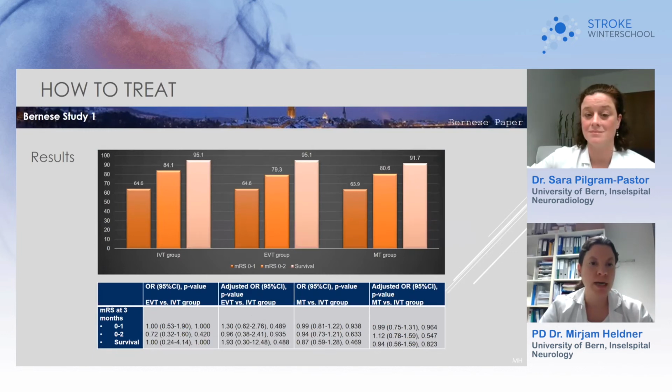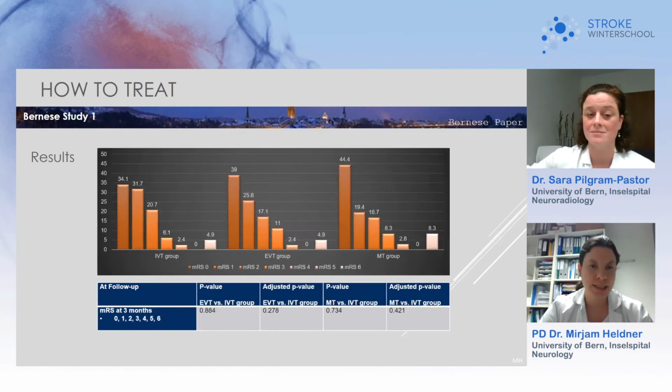Now we are coming to the outcome results. Here we see the modified Rankin Scale at 3 months. As we can see, most patients survived. Also, many patients showed a favorable outcome, but also many an excellent outcome. There was no difference in group comparisons. Then here we see the modified Rankin shift at 3 months. So only few patients showed low scores at 3 months. And again, there was no difference in group comparisons.